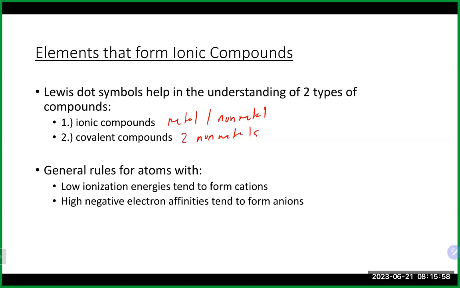As we talked about in terms of those general trends, things with low ionization energy tend to form cations. Again, ionization energy is the energy required to remove an electron from the gas phase. So if it has a low ionization energy, it doesn't take a lot to convince it to let its electron go. And things with high electron affinity, which is the energy change that occurs when somebody gains an electron, tend to form anions. Again, electron affinity increases in general as you go up and to the right on the periodic table.